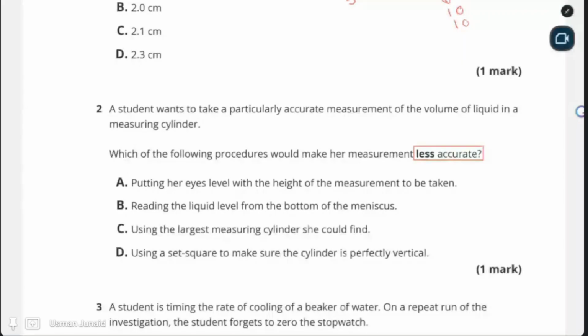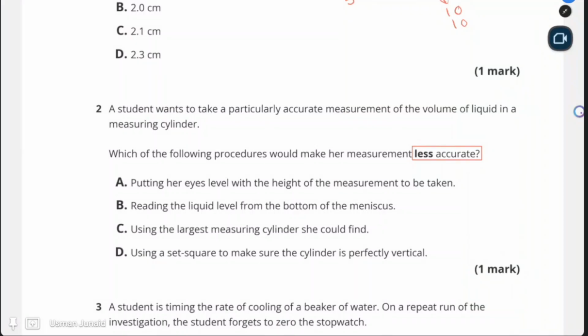Can you judge just from the options given? B? D, using a set square to make the cylinder perfectly vertical? No, I said B. Bottom of the meniscus. Why would that make it less accurate? Parallax error. You're supposed to be using the bottom of the meniscus.